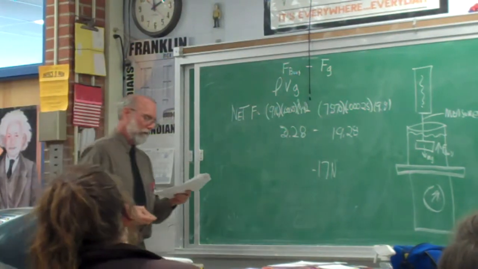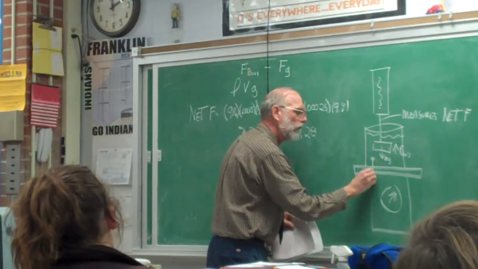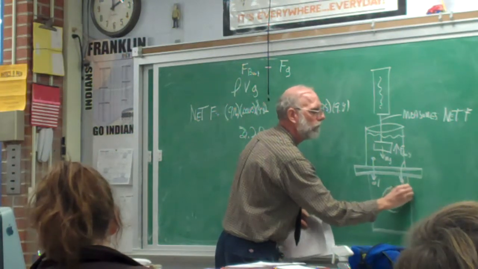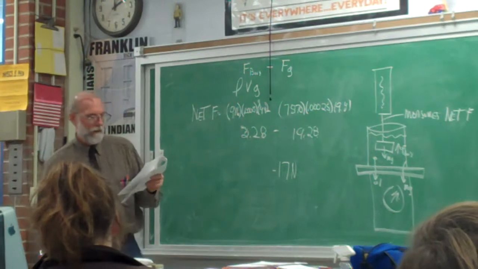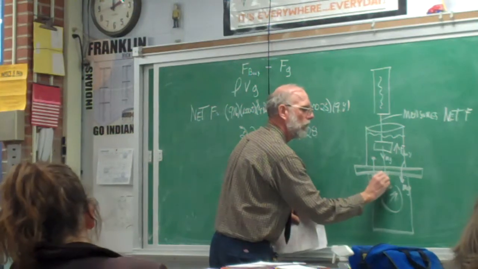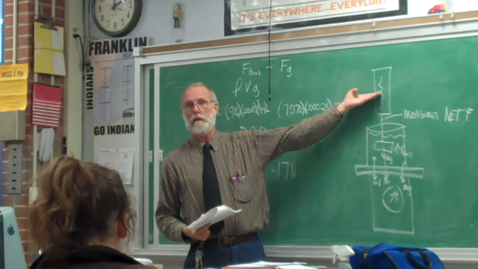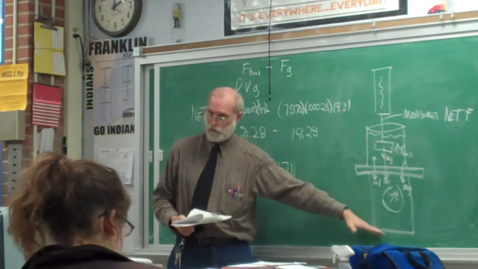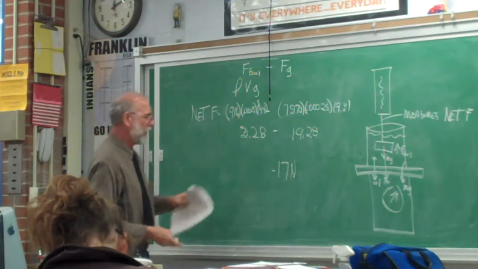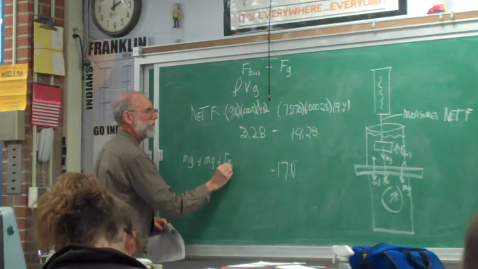Now on the platform scale, what you have is multiple weights here. You've got the weight of the oil, you've got the weight of the beaker, you also have the buoyant force. Because the buoyant force is pushing up, there's an equal but opposite force, which is pushing down. So on the platform scale, you're going to have mg plus mg plus your buoyant force.